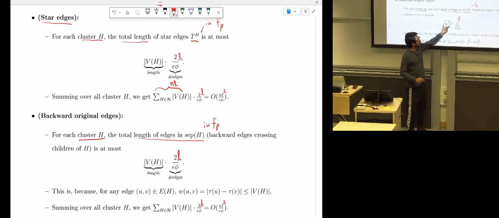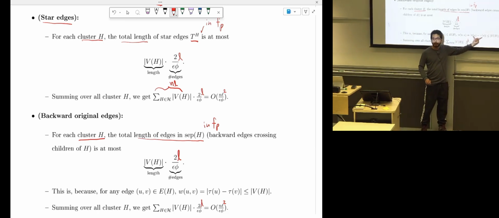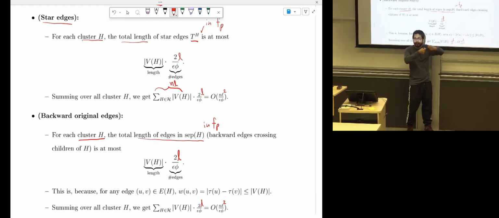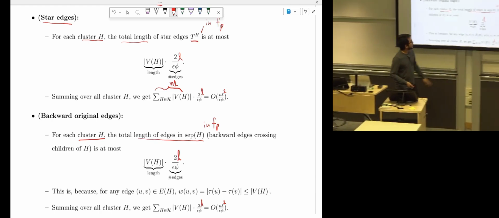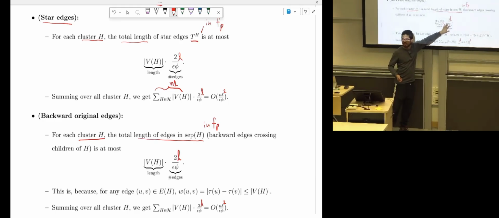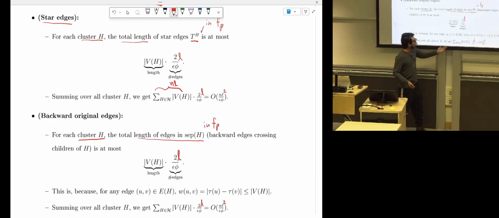Each of these backward edges has length trivially at most the number of nodes in the cluster, because the weight is just the difference between the order tau, but this is just inside the same interval of this length. So this is the same kind of thing, the same bound there. So summing here is just the same.